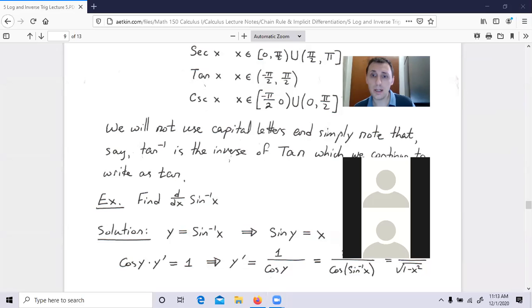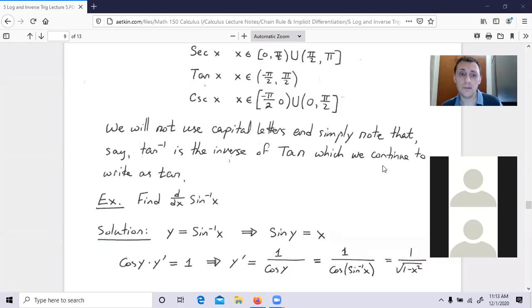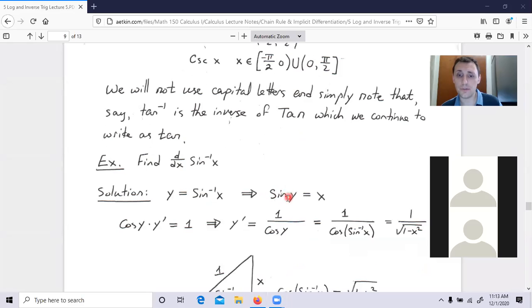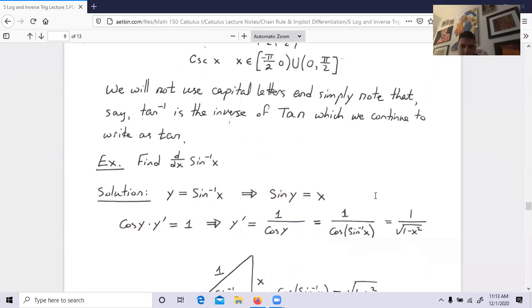So the derivative will be what? The derivative of sine y equal to x will be, by implicit differentiation, cosine times y prime equal to 1. And then y prime is equal to 1 over cosine of y. Now, would anybody care to humor me and tell me what's the meaning of this 1 divided by cosine y? Why am I getting cosine? Why am I getting 1 over cosine?